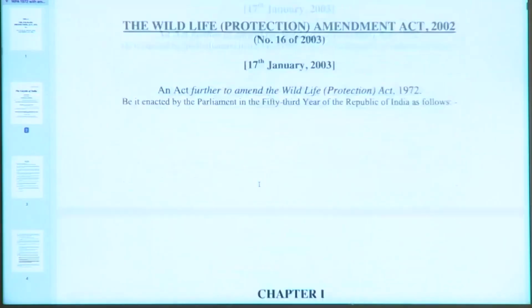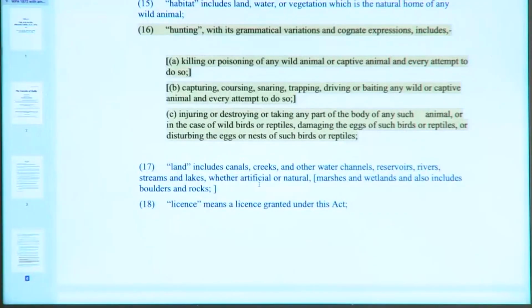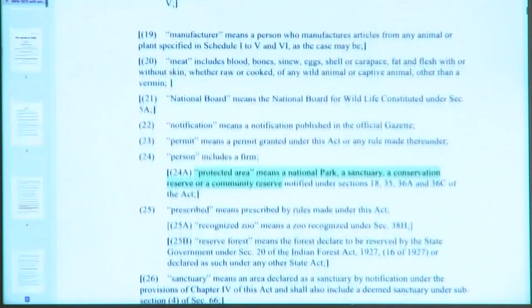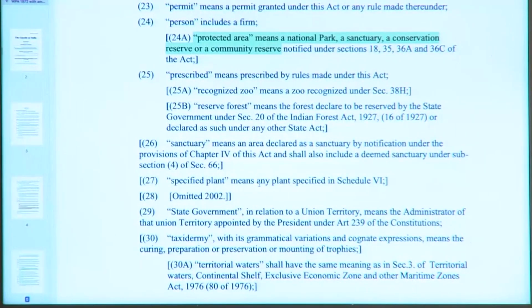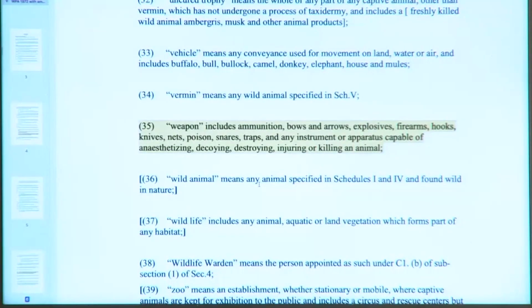Next, in the Wildlife Protection Act, we saw that hunting is defined in very large terms. So, killing of animals, poisoning of wild animal or captive animal, or every attempt to do so, capturing, coercing, snaring, trapping, driving, baiting of any wild or captive animal, and every attempt to do so, injuring, destroying or taking any part of the body of such animal, or in the case of wild birds or reptiles, damaging the eggs of such birds or reptiles, or disturbing the eggs or nests of such birds or reptiles. All of these are hunting. Now, protected area means national park, sanctuary, conservation reserve, or a community reserve. So, these are the 4 different kinds of protected areas that the Wildlife Protection Act sets up.